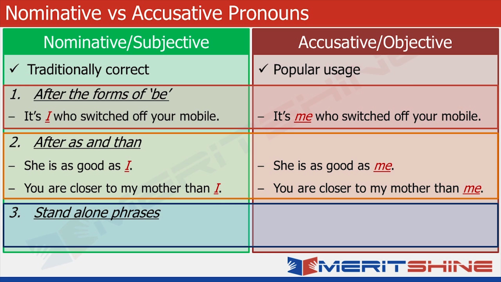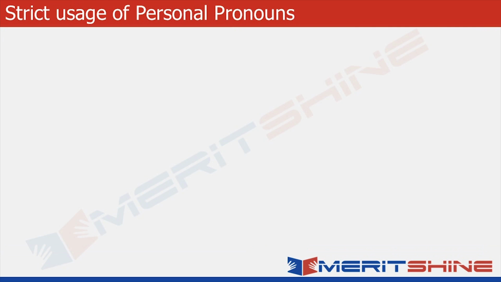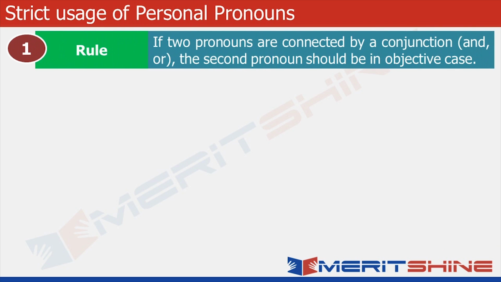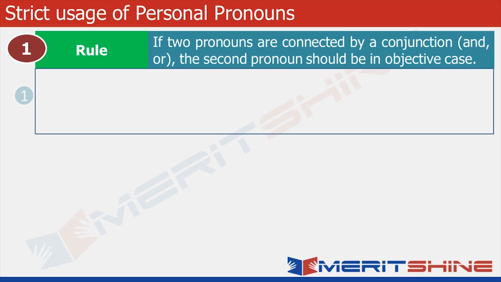Similarly, in standalone phrases such as who told you this? I. Popular usage, me. In some sentences, subjective and objective cases are not interchangeable. This will be outrightly incorrect. When a pronoun is connected by the conjunction and or with a second pronoun, the second one should be in the objective case. These toys are for you and me, not I.